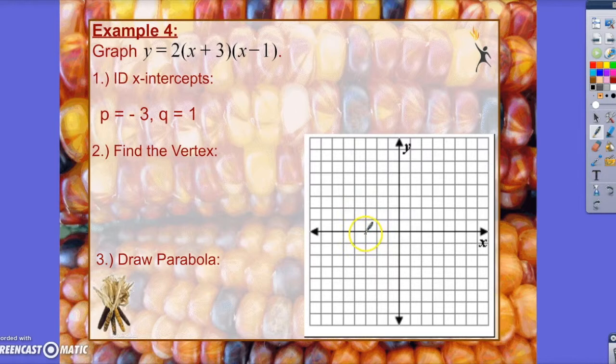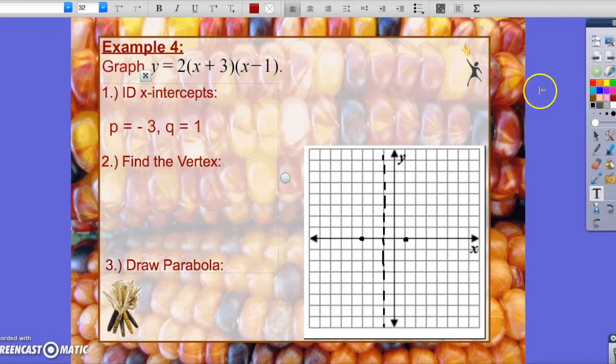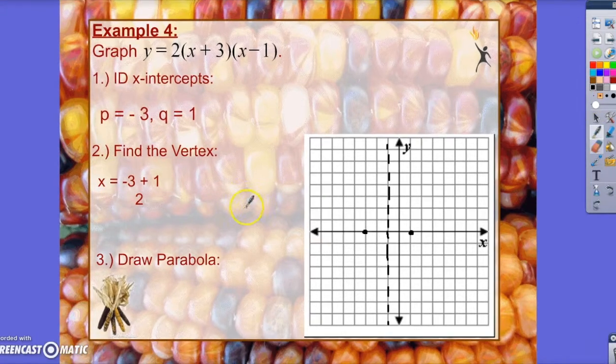So -3, 1, 2, 3. Make sure you plot it along the x-axis. 1 is here, +1. And you'll notice right here, you could always see the axis of symmetry because these are my intercepts. So before I even try to find the x, you can actually go about drawing it here. And to find the vertex, we plug in our average formula. Let me just do this here for a second. It's p plus q, so -3 plus 1 over 2 because it's an average. So from here you should get -2 over 2, which is -1.